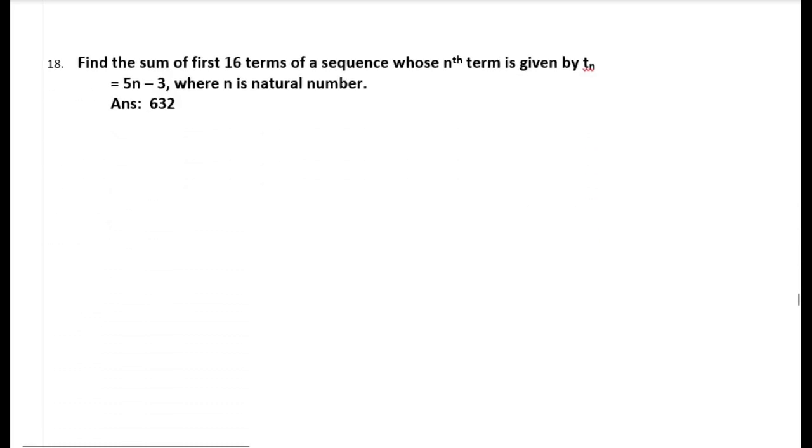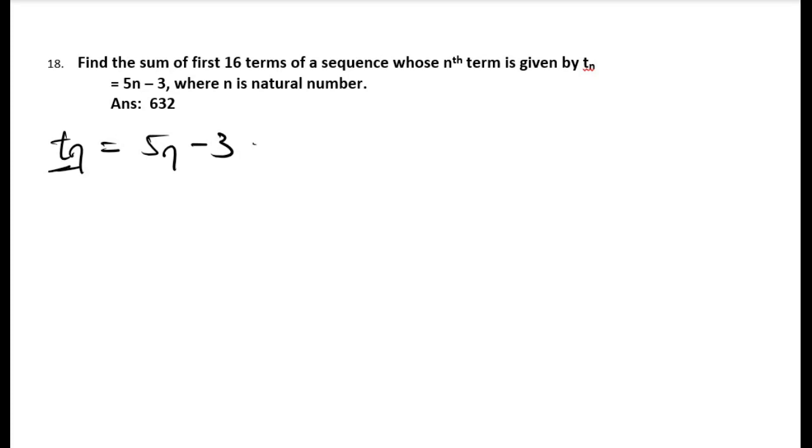Find the sum of first 16 terms of a sequence whose nth term is given by Tn is equal to 5n minus 3. See, nth term, they have given the formula for nth term. Tn is equal to 5n minus 3. So, how to write nth term? See, in some books they write it as Tn, some books they write it as a of n. So, nth term is 5n minus 3.